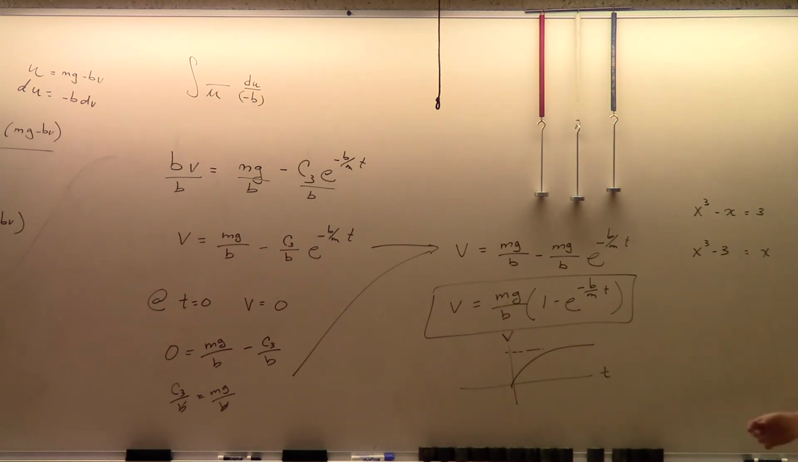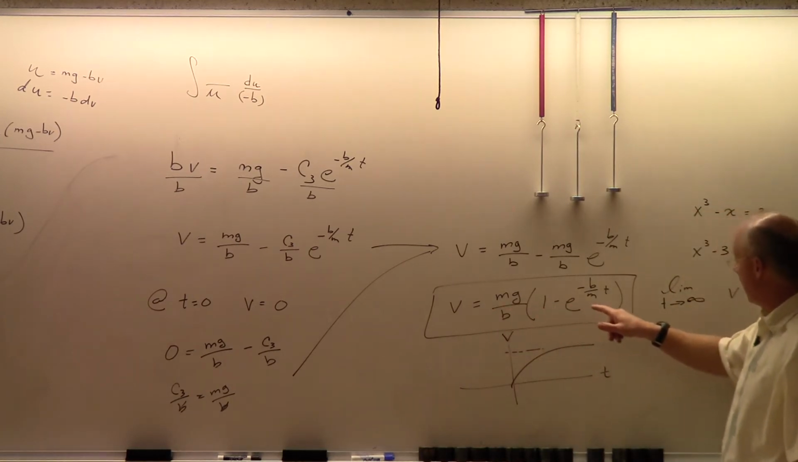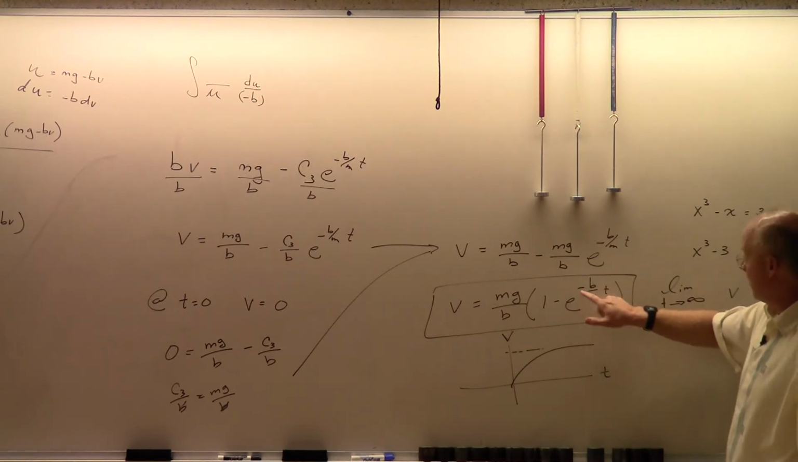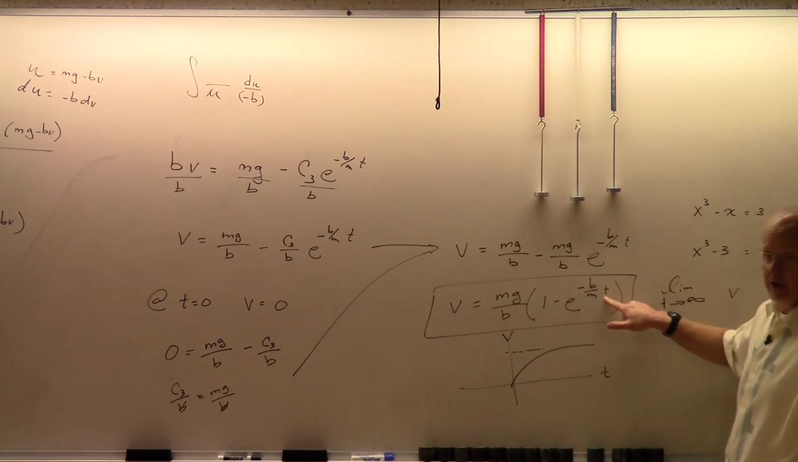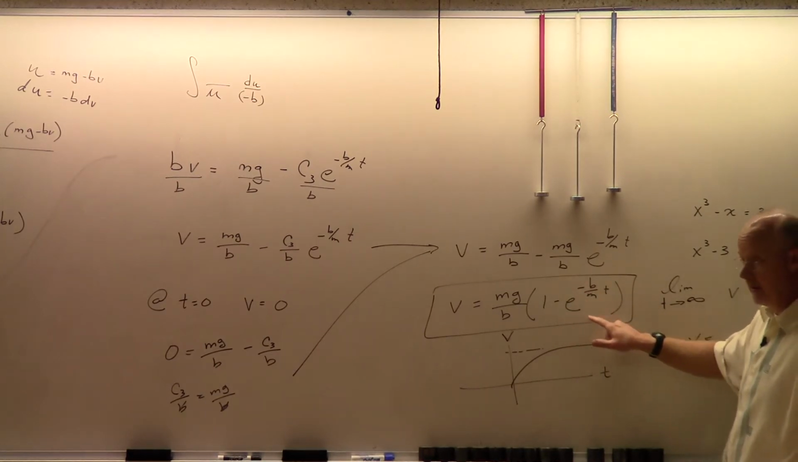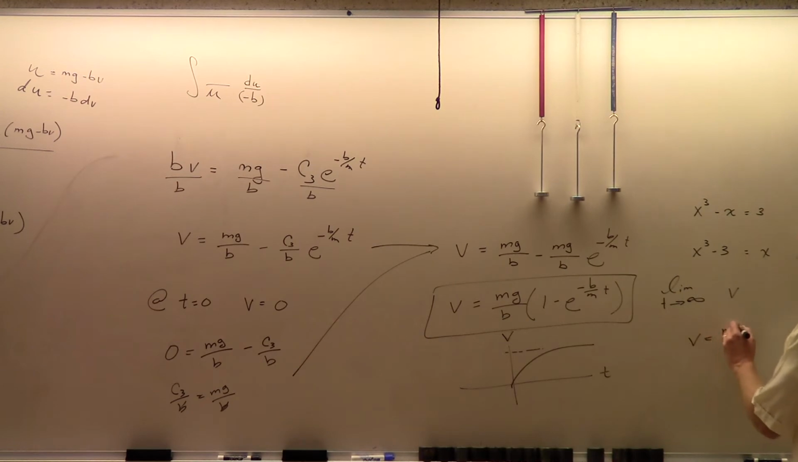And so take a look at this. If you take the limit as time goes to infinity, what do you get for velocity? After a long period of time, what does e to the negative 10,000 billion give you? That's 0, right? And so the terminal speed is mg over b.